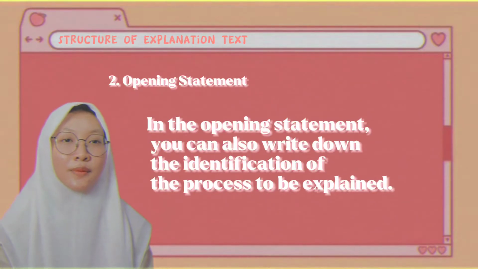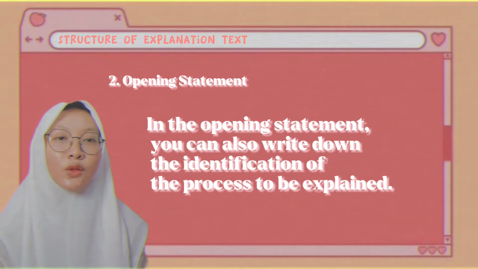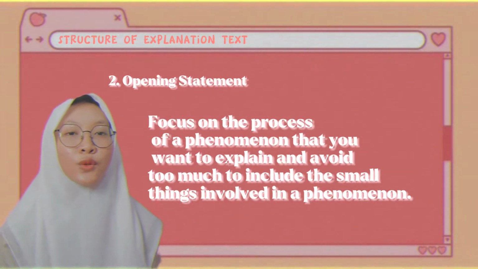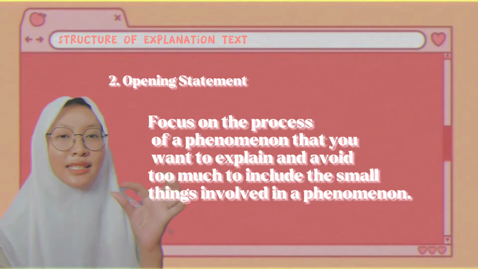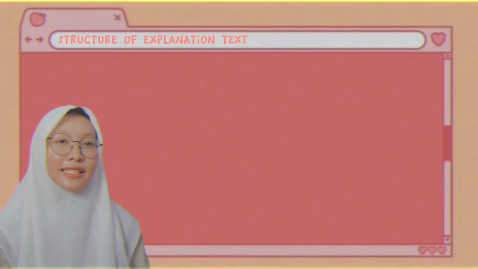In the opening statement, you can also write down the identification of the process to explain. Focus on the process of the phenomenon that you want to explain and avoid including too many small things involved in the phenomenon. Number 3 is sequencing.